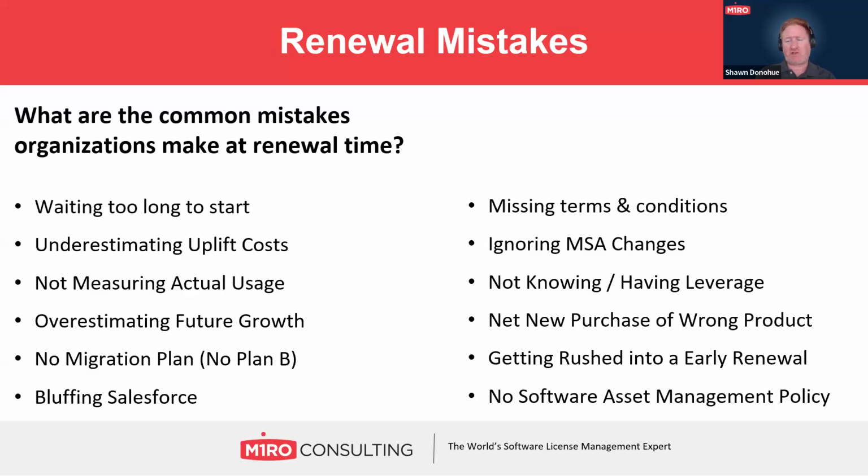Another big mistake is getting rushed into early renewal. One of the most common Salesforce tactics is that about 3 months before your actual renewal, if your renewal's in the second quarter, they'll come to you in the first quarter and say, hey, we've got a sweetheart deal for you, but it's only available for 2 weeks. Make a decision. And of course, they're not doing anything nefarious. They're just trying to push you into an earlier quarter to make their numbers. But a lot of times that puts organizations, executives, and decision makers in a bind. And they think, oh my God, if I don't take this deal, what's the one I'm going to get at renewal?